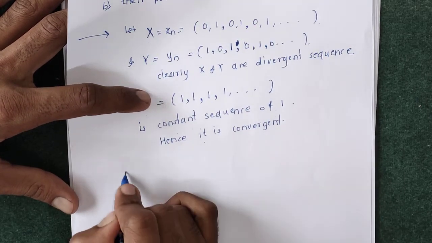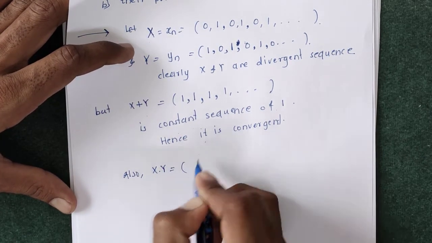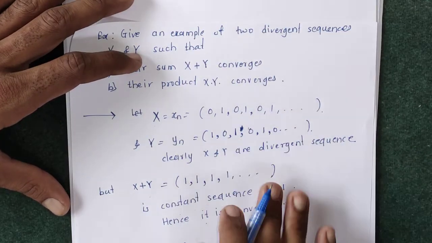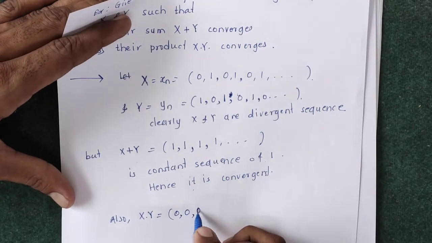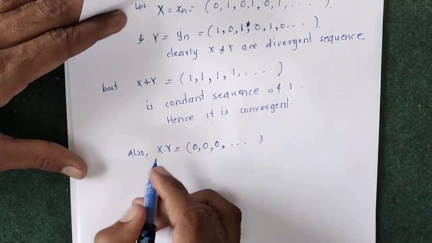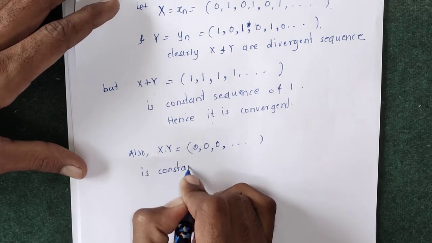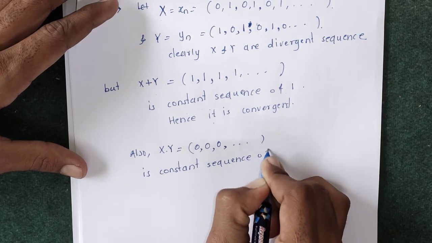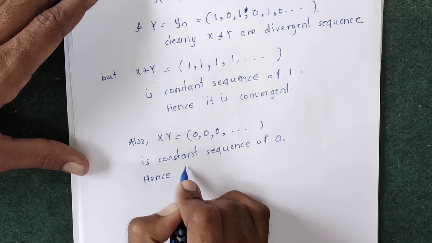Also, x into y, that is the product of the two sequences: 0 into 1 is 0, again 1 into 0 is 0. Similarly 0 into 1 is 0, so x into y is a constant sequence of 0, and hence it is also convergent.